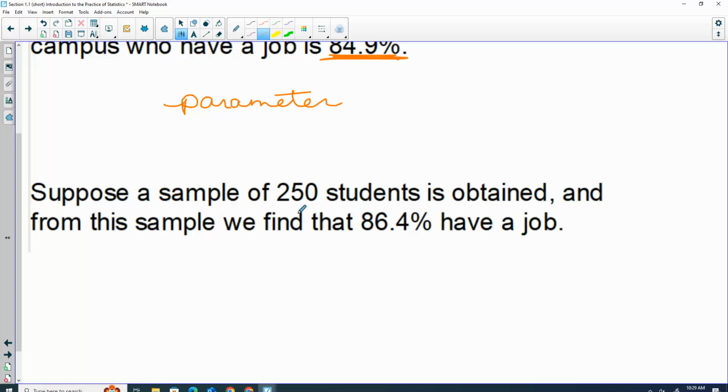Suppose a sample of 250 students is obtained, and from this sample we find that 86.4% have a job. What would it be there? Statistic. Because that 86.4% came from my sample. It came from my smaller group. All right. So far, so good?